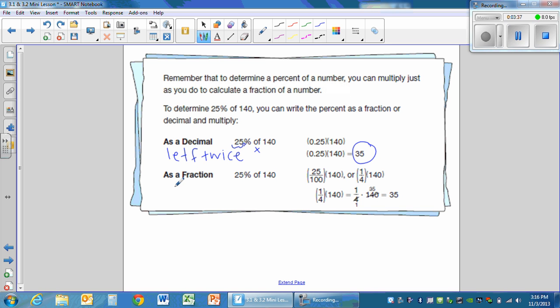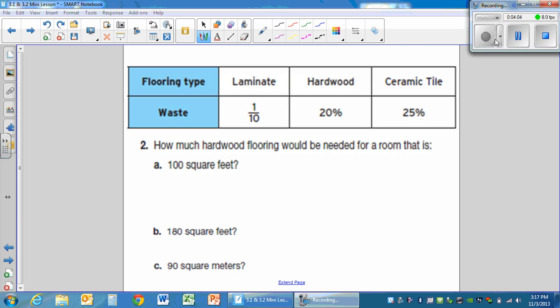If you're going to change it to a fraction, remember that percents are always out of 100. They put 25 over 100, and then again, of means multiply. So they multiplied by 140, and again, they came up with an answer of 35. Moving on to number 2. How much hardwood flooring would be needed for a room that is 100 square feet?